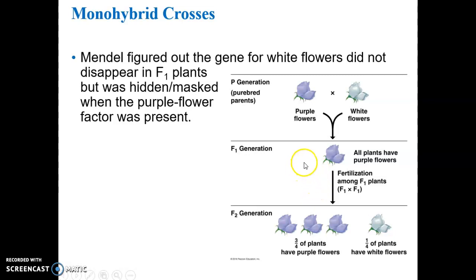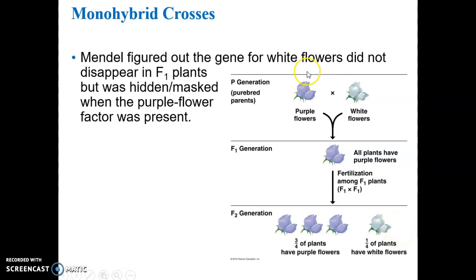He was able to determine this because when he did an F1 cross, that means when he bred the F1 generation with each other, the offspring, if you want to think of it as the grandkids, the F2 generation, had, no surprise, purple color flowers. But interestingly, the white color flower reappeared.